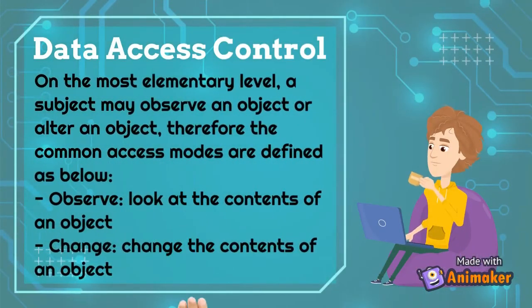Data access control is on the most elementary level. A subject may observe an object or alter an object. Observe looks at the contents of an object, while change changes the contents of an object.